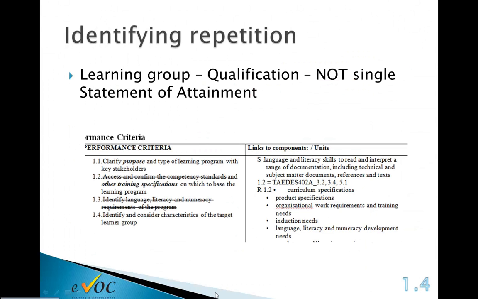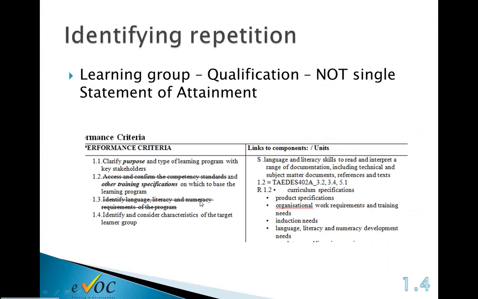So here we go. You can see where I've left in 1.1 because of the purpose. And I should have actually in my link side brought across that range statement definition of purpose. So that could be improved upon. But we've already accessed the competency standards. You know how to do training.gov.au. So I've been able to cross that one out.